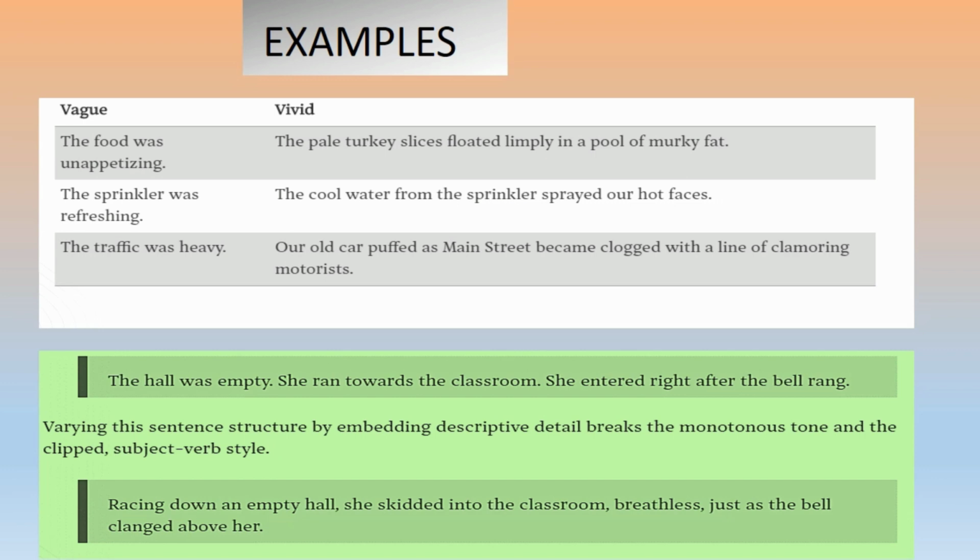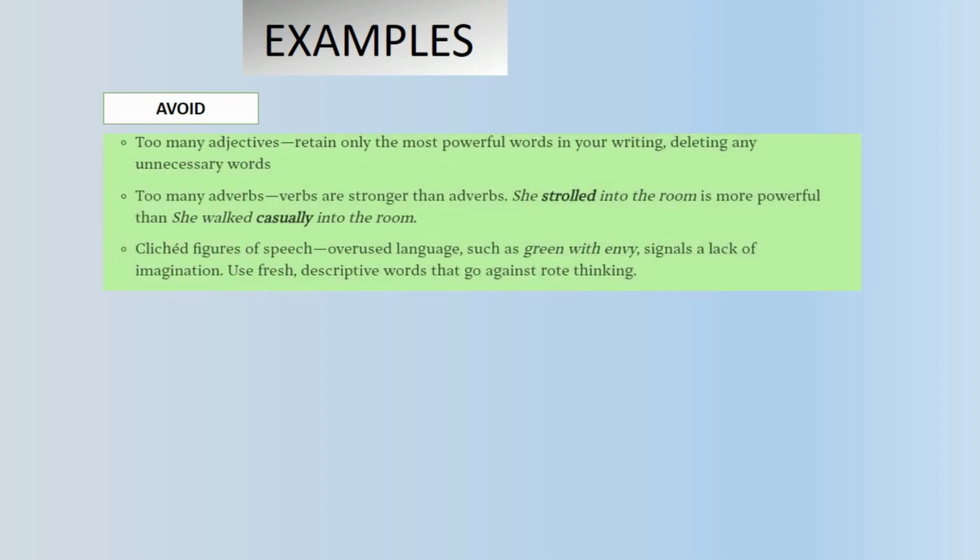Now the next one, I already told you about the sentence structure, that you need to use varied sentence structure. Don't keep repeating the same sentence structure again and again, because it makes your writing quite monotonous and very boring or dull. What to avoid in descriptive writing? You need to avoid too many adjectives, too many adverbs, and cliched figures of speech.